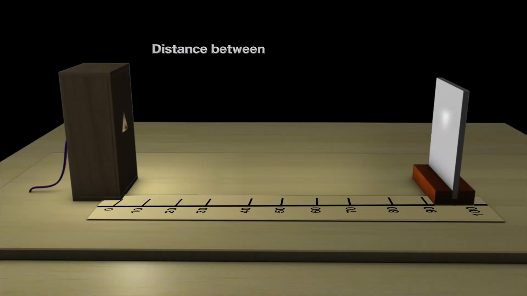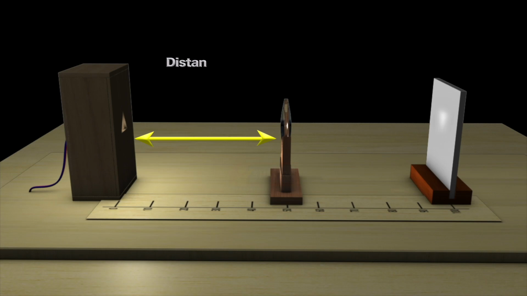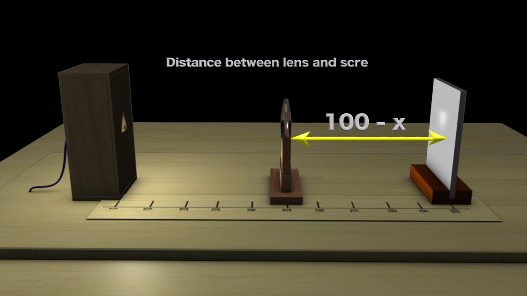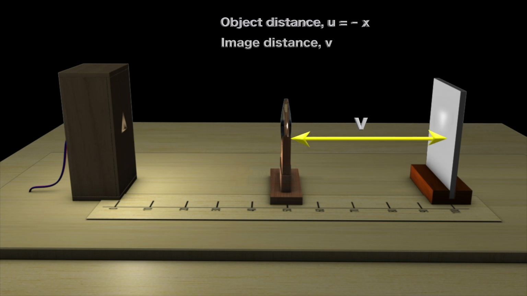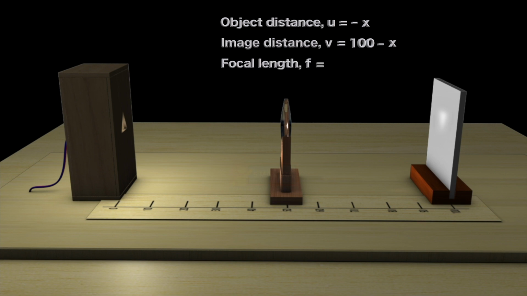The distance between the lamp and the screen is equal to 100 centimeters. The distance between the lamp and the lens is equal to x. The distance between the lens and the screen is equal to 100 minus x. According to sign convention, object distance u is equal to minus x. The image distance v is equal to 100 minus x. Focal length f is equal to 21 centimeters.